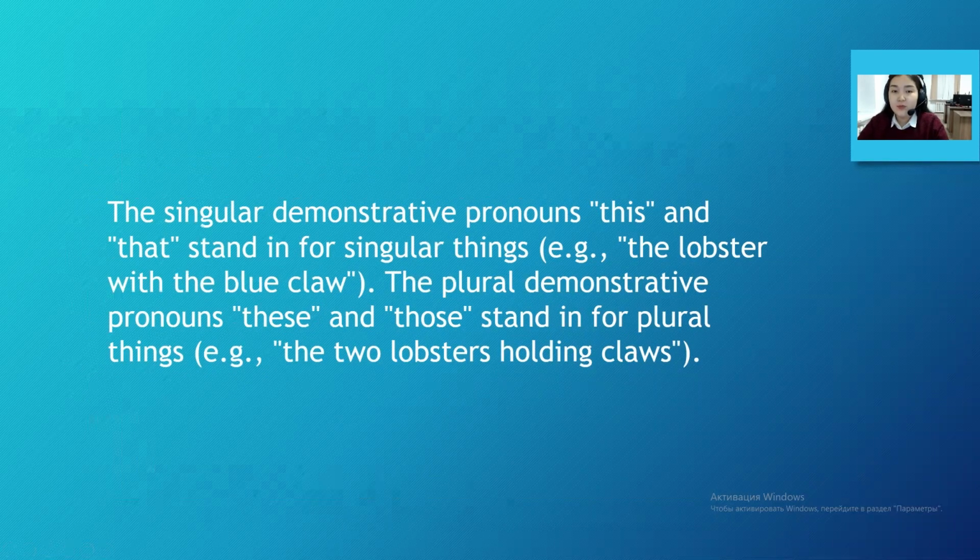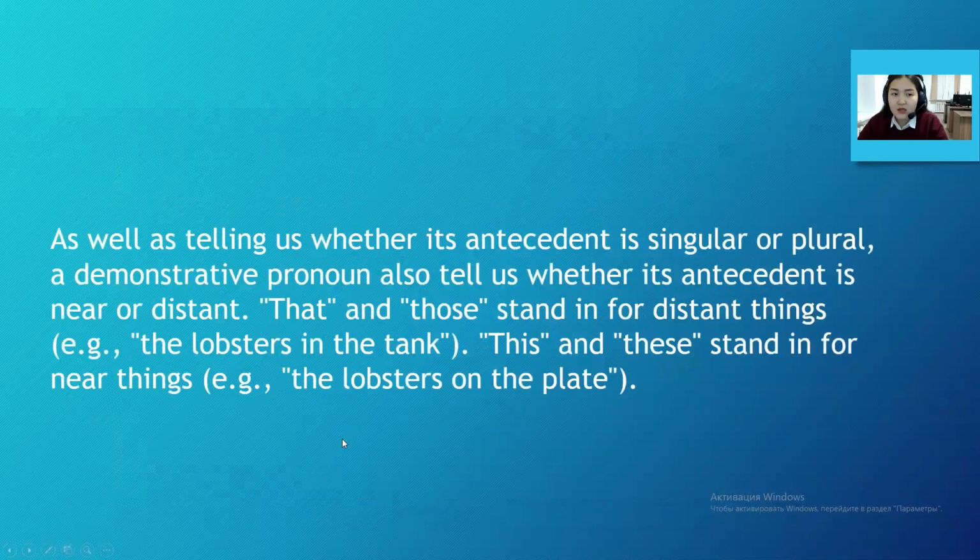The singular demonstrative pronouns this and that stand in for singular things, for example, the lobster with the blue claw. The plural demonstrative pronouns these and those stand in for plural things, for example, the two lobsters holding claws, as well as telling us whether its antecedent is singular or plural.